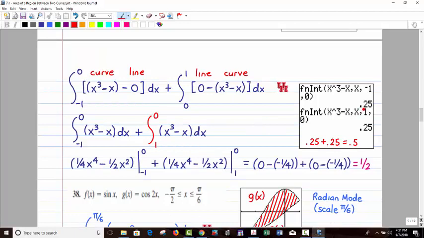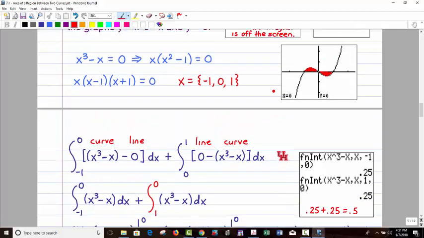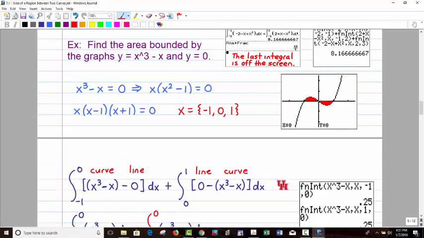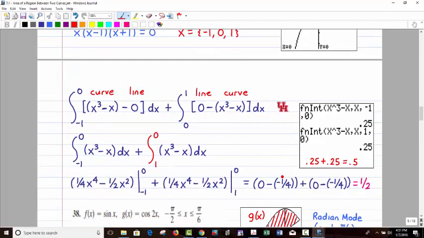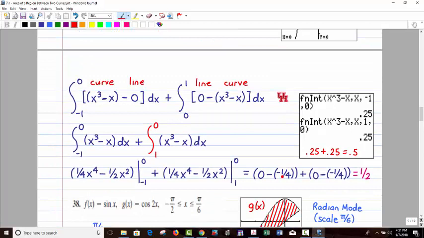And so I got 0.25, 0.25. Each of them is 1/4. So you add them together and you get a total area of 1/2. Because this graph is actually symmetric, if you had done this straight from negative 1 to 1, you would have gotten 0 as the answer. So obviously that would have been wrong. We had to realize that there were two regions there. But like I said before, even if you had gotten a positive answer, you still could have been wrong.